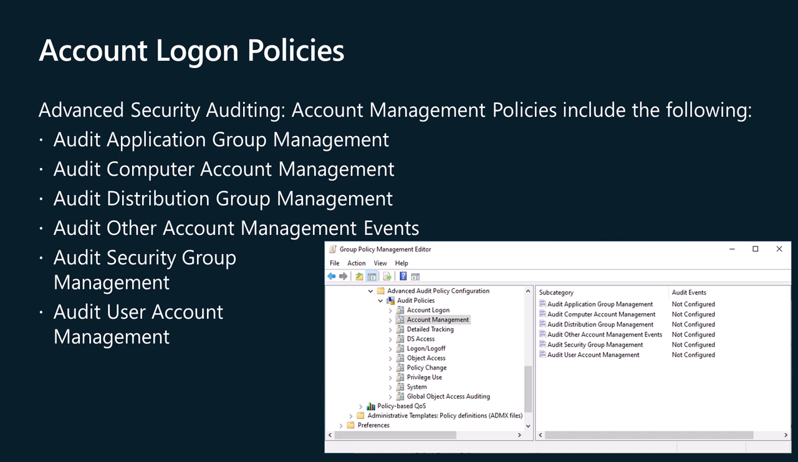This category includes the following subcategories: Audit Application Group Management, Audit Computer Account Management, Audit Distribution Group Management, Audit Other Account Management Events, Audit Security Group Management, Audit User Account Management. Some of these policies are more useful than others, so I won't cover them in alphabetical order.